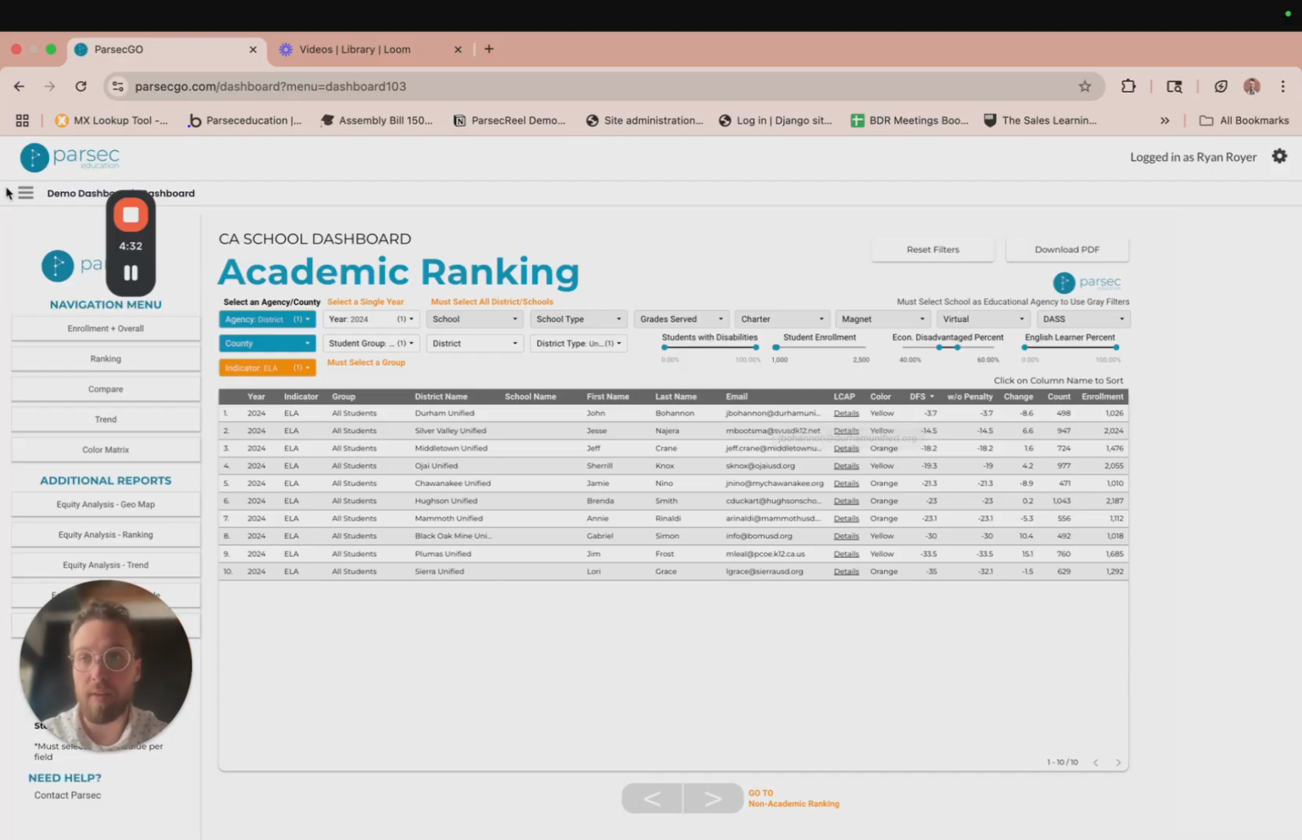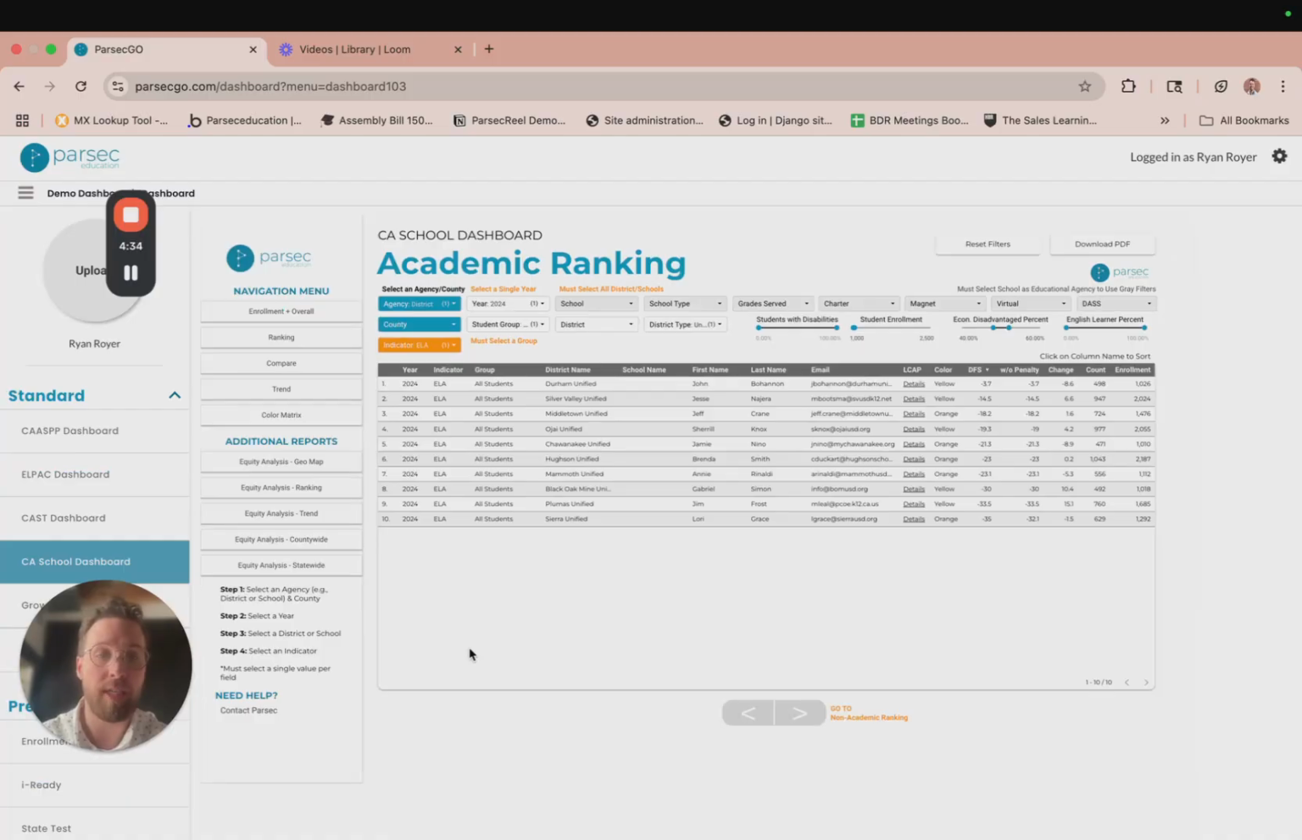So there's lots of other data sources in here that we could look at, lots of other viewpoints, but that's the basic functionality. Would love to go into a deeper dive with you on another occasion.